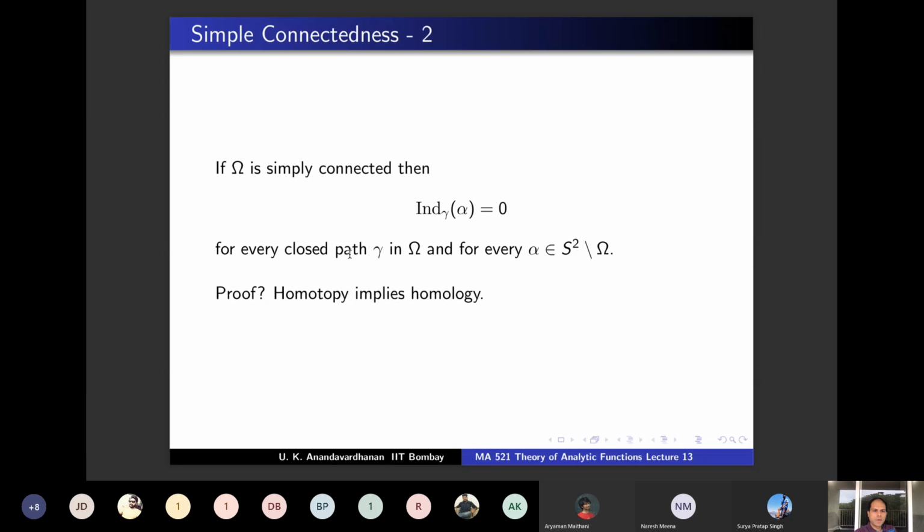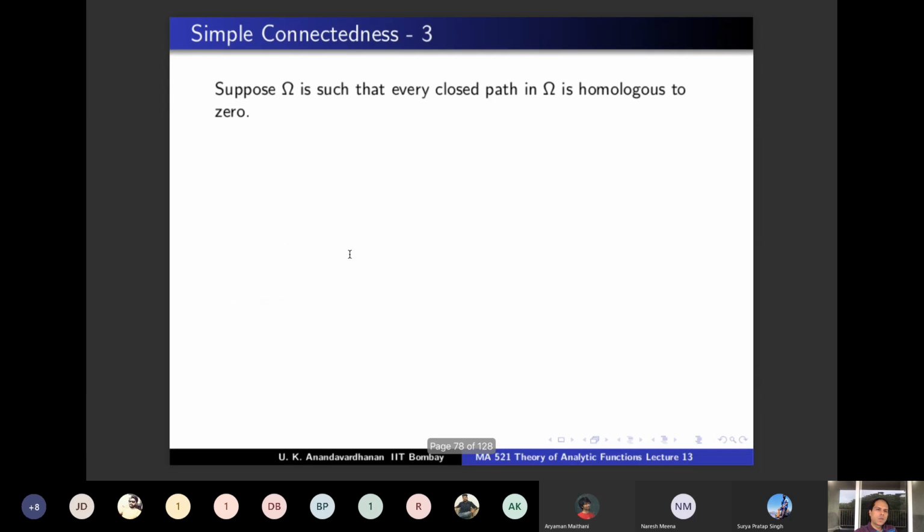Okay, so this is something that we have already done. Now, third condition, suppose this is what is given to you, that every closed path in omega. So in each slide, the hypothesis is what is proved in the previous slide. We are showing A implies B implies C implies D implies etc. So assume every closed path in omega is homologous to 0. Then we are going to claim that S2 minus omega is connected.